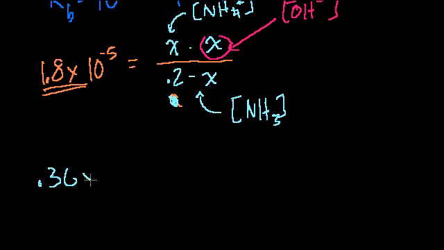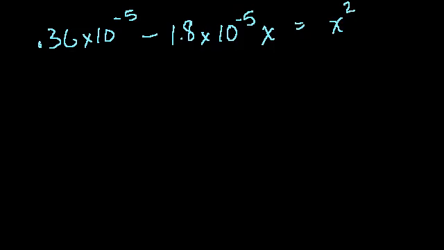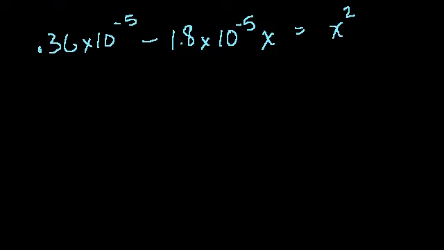0.36 times 10 to the minus 5, right? 2 times 1.8 would be 3.6. This is 0.36 minus 1.8 times 10 to the minus 5 x, right, is equal to x squared. Let's put everything on the same side of the equation. So I'm going to move all of these to the right-hand side.